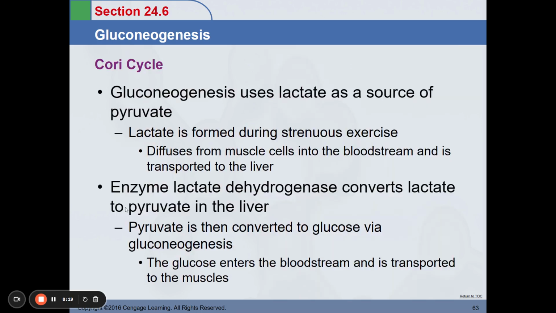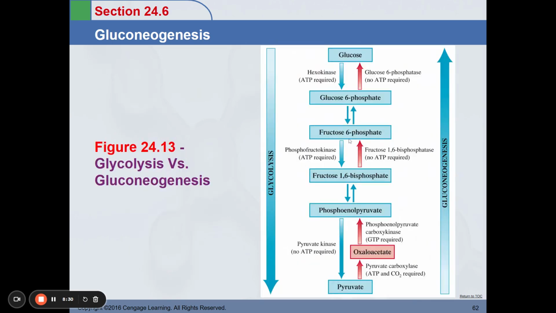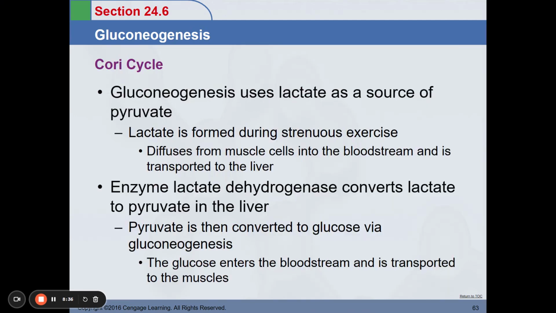We also have this term called Cori cycle. You might encounter this on your exam. Gluconeogenesis uses lactate as a source of pyruvate. So in this process, we have lactate at the very bottom until it becomes pyruvate, so that the pyruvate will become glucose. So that's the Cori cycle.